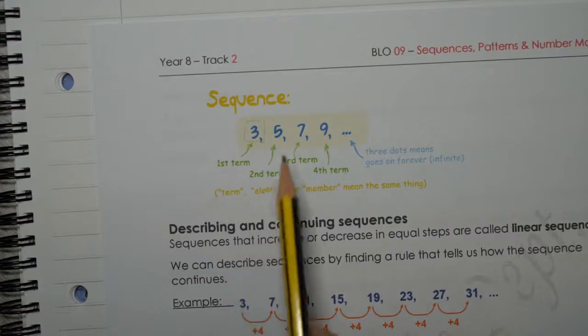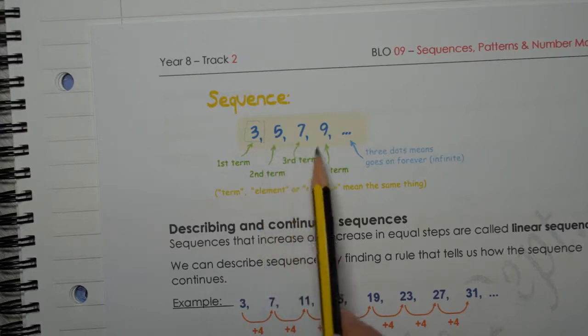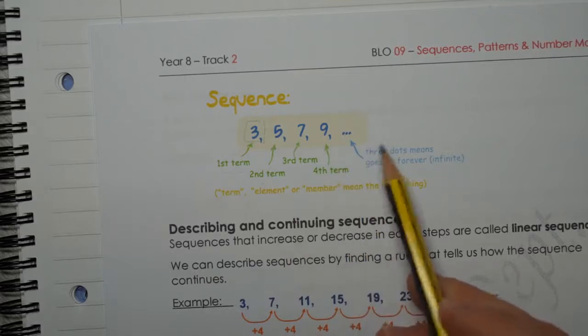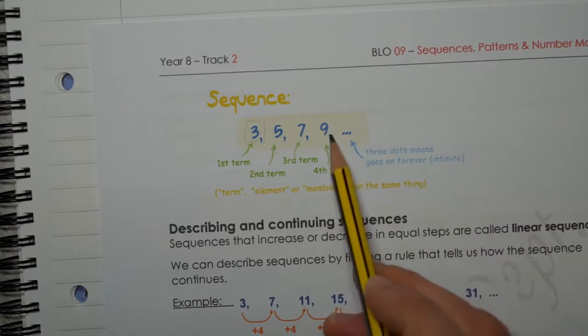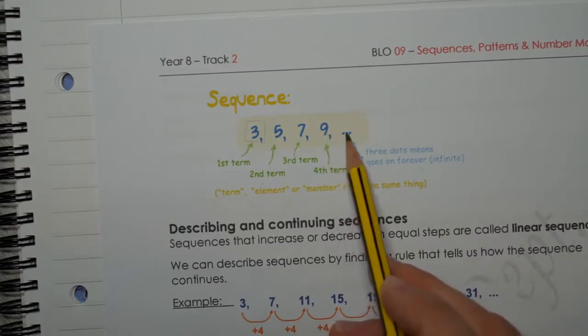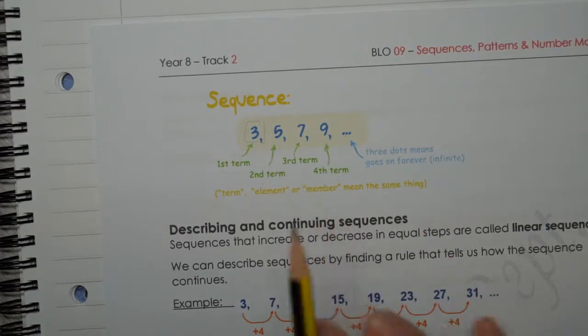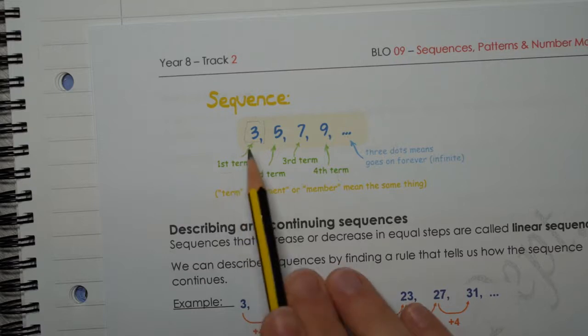The second number in the sequence is called the second term. The third number is called the third term. The fourth term. And these dots here tell us that the sequence goes on forever. It's infinite. It does not stop here. We don't do a full stop, but we do a comma with 3 dots, which means that it goes on forever.